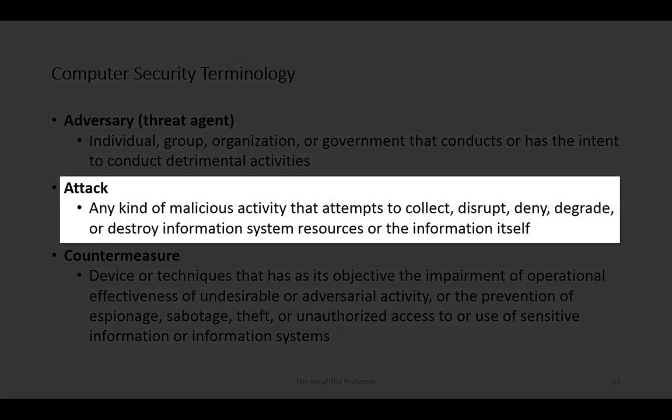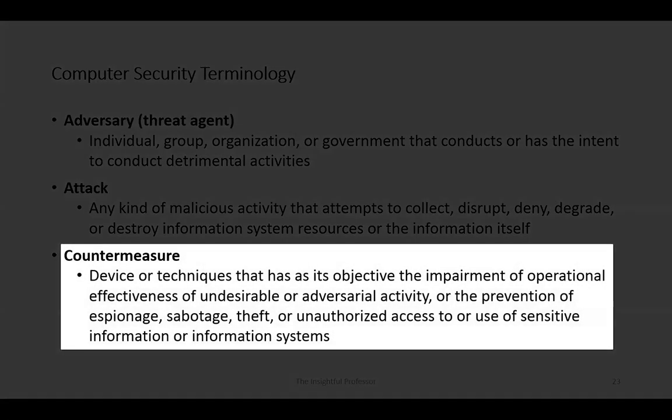An attack is any kind of malicious activity that attempts to collect, disrupt, deny, degrade, or destroy information system resources or the information itself. Recall that we talked about the CIA triad, where we had confidentiality, integrity, and availability. An attack could apply to any one of those three areas.